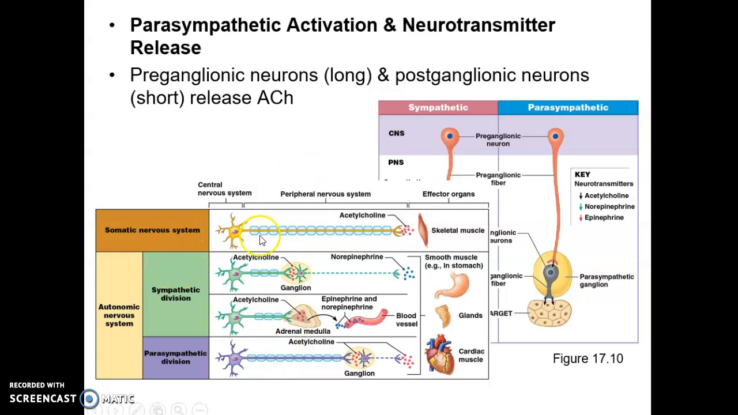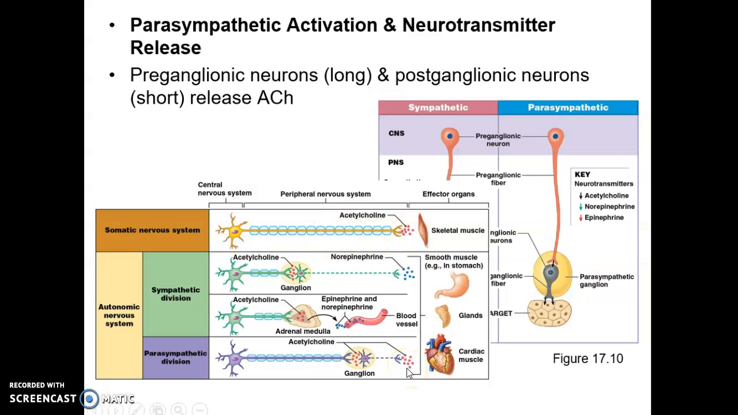All right, somatic nervous system. Neurotransmitter released is always acetylcholine, just like with the parasympathetic division, as we see here. And similar in the sense the sympathetic, parasympathetic division and the somatic nervous system, preganglionic neurons, their fibers tend to be long and myelinated. Right? The motor neurons of the somatic nervous system, long fibers, myelinated, release of acetylcholine.